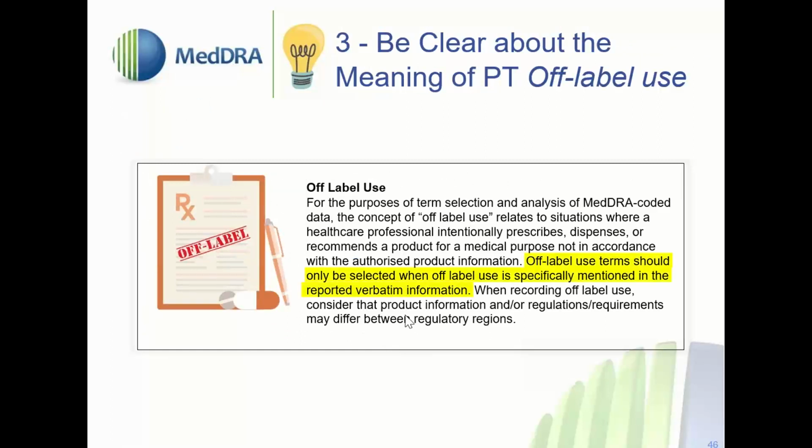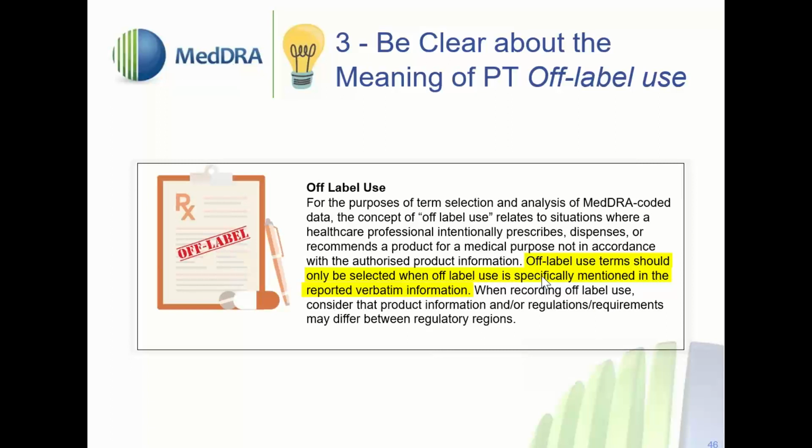Okay, so now we will move on to off-label use. As we mentioned a couple times, I mentioned already about the off-label use, but always consider the criteria and information required to select a term under the PT off-label use. Off-label use relates to situations where an HCP intentionally prescribes, dispenses, or recommends a product for a medical purpose not in accordance with the authorized product information. It has to be HCP, and it has to be intentional and for a medical purpose in the context of therapeutic use. So these are the criteria that must be met for the high-level classification.